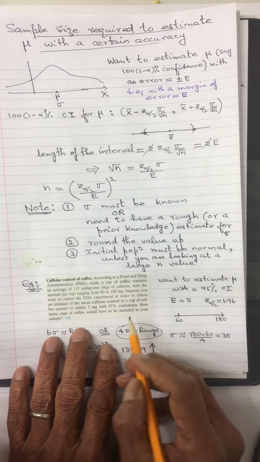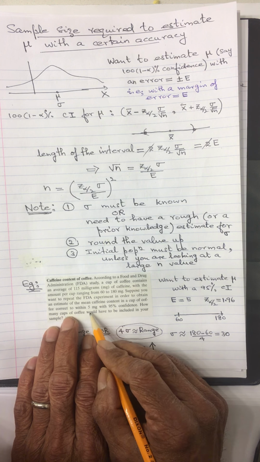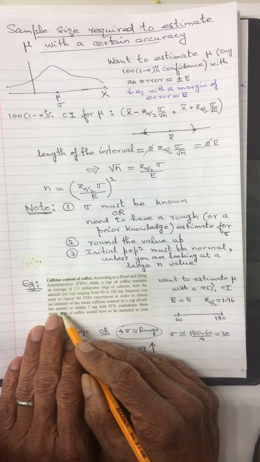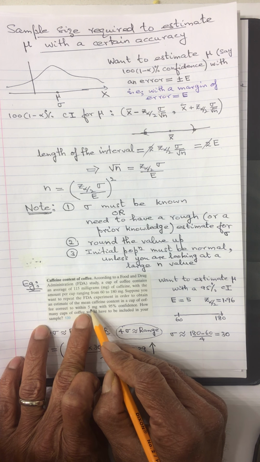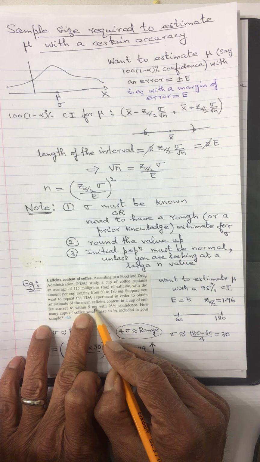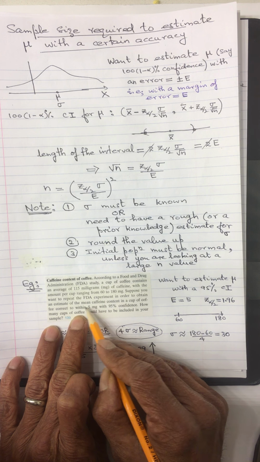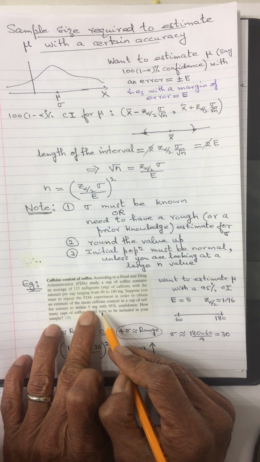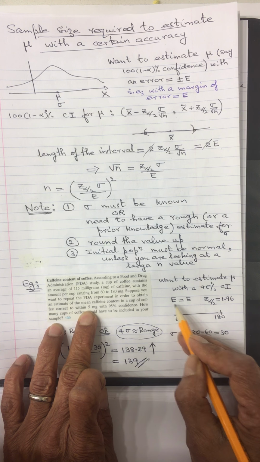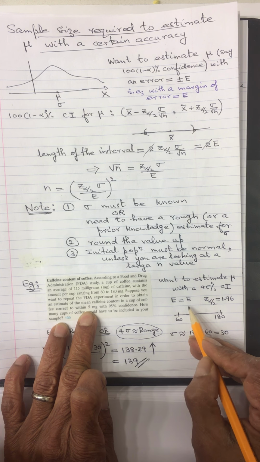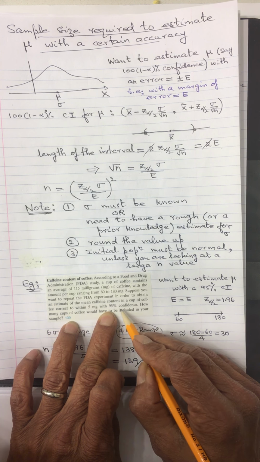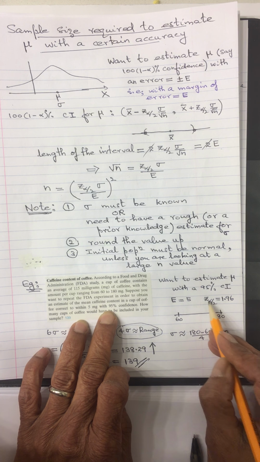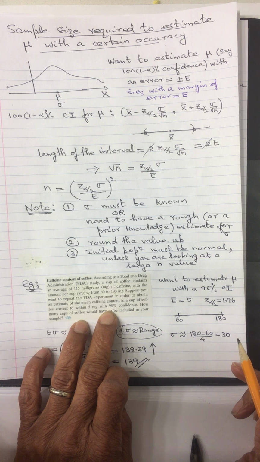So in other words, at the end you want to estimate mu with 95% confidence, but your answer has to be correct to within plus or minus 5. So that is the E value. You want to estimate within plus or minus error 5, so E is 5. You want a 95% confidence interval, and that's what you're going to use. The Z table value that goes with a 95% confidence interval is 1.96.